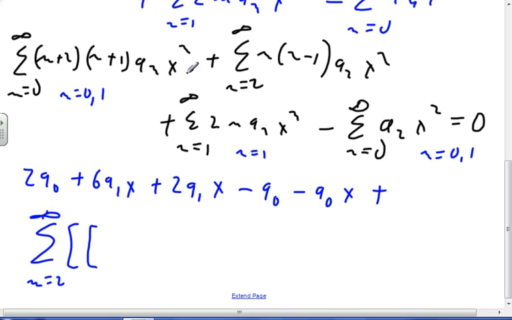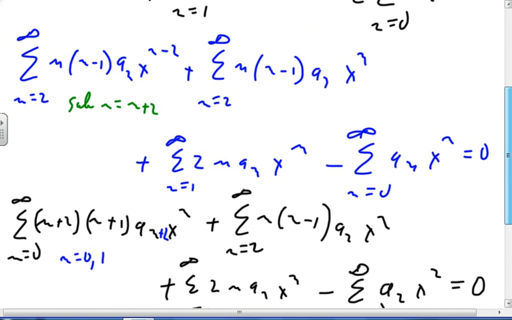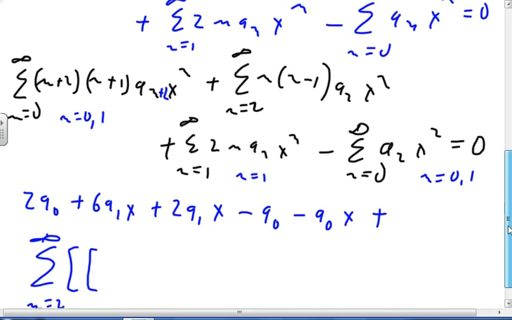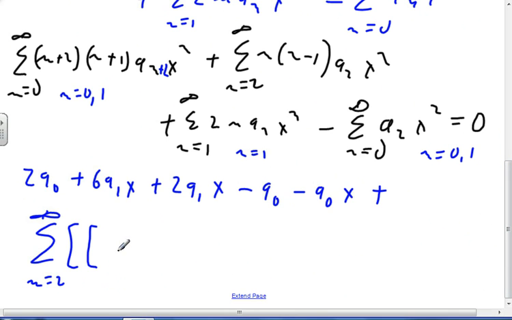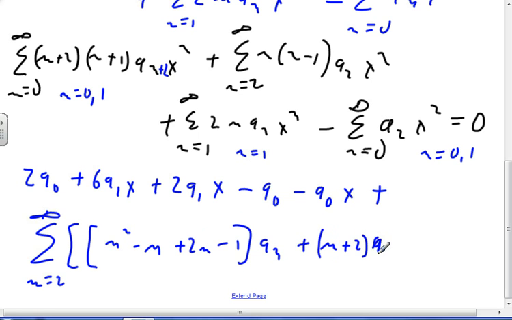And I messed up already. This has to be n plus 2. And that has to be n plus 2. So I've got n squared minus n plus 2n minus 1 a_n plus n plus 2 n plus 1 a_n plus 2 x to the n equals 0.